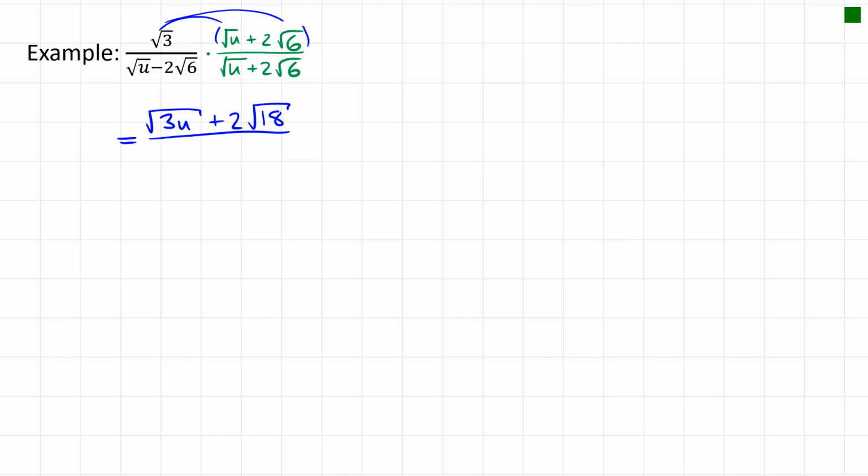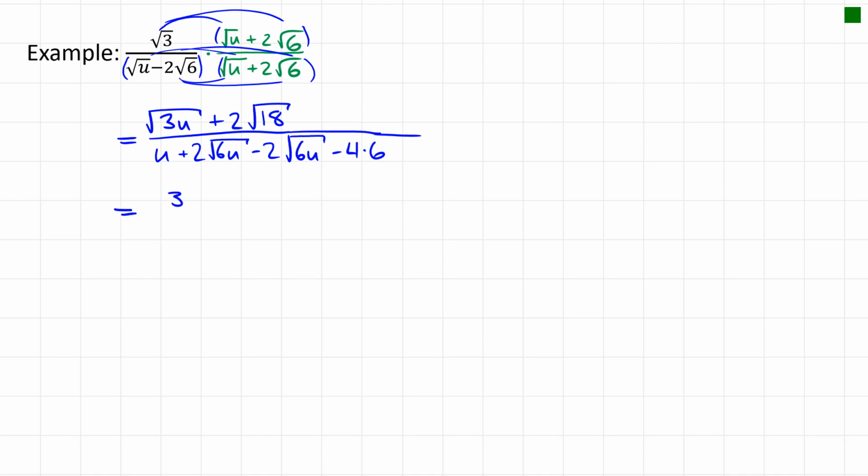And then on the bottom, just go through the FOILing process. So root u times root u is u. And then last, root u times 2 root 6 is 2 root 6u. Inside terms, minus 2 root 6u. And last terms would be minus 4. That's negative 2 times positive 2. And root 6 times root 6 is just 6.